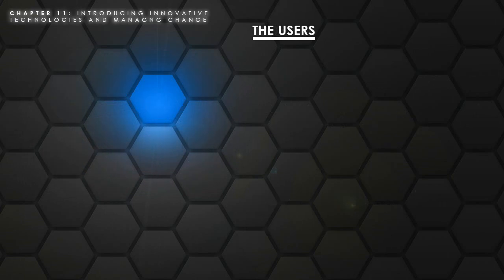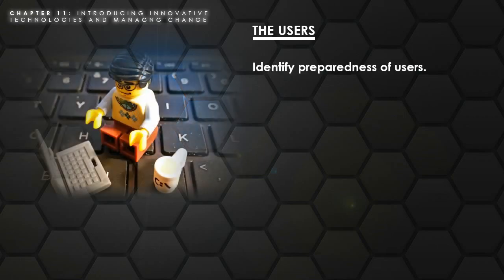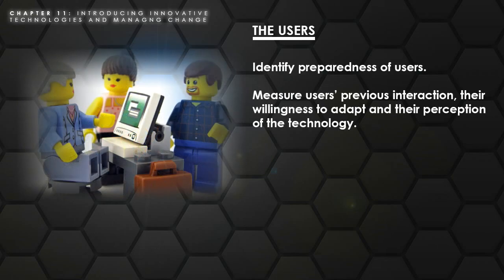Alright, so now we talk about the users. Once a solution has been established, the next step is to identify the preparedness of these users. Relevant factors include their previous interaction with similar technology, the users' willingness to adapt, and their perception of the technology. These are all very important things and determine how well the technology will be received.